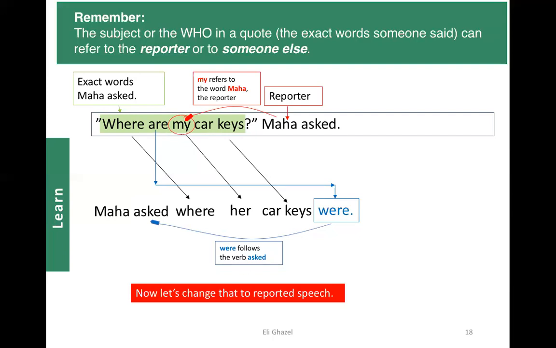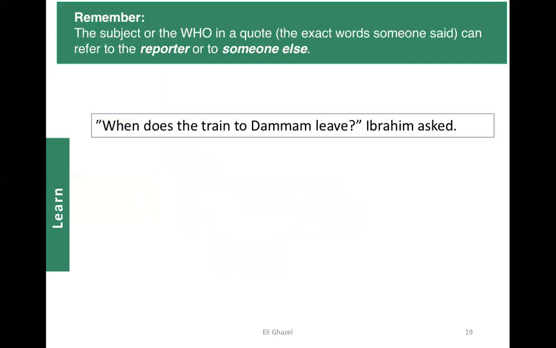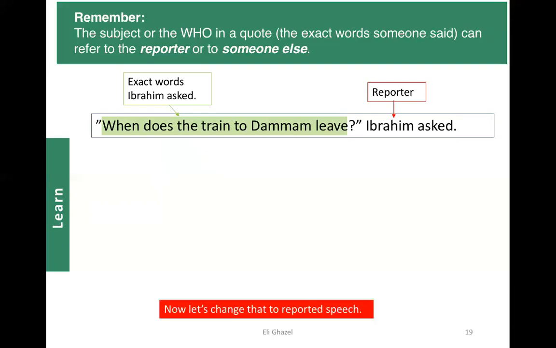Let's try another one. When does the train to Dammam leave? Ibrahim asked. Notice that when does the train to Dammam leave, there are no who people in there, so we don't have anything to refer to. But we know that Ibrahim asked the question, and we know these are Ibrahim's exact question words. When does the train to Dammam leave? Now, let's change that to reported speech.